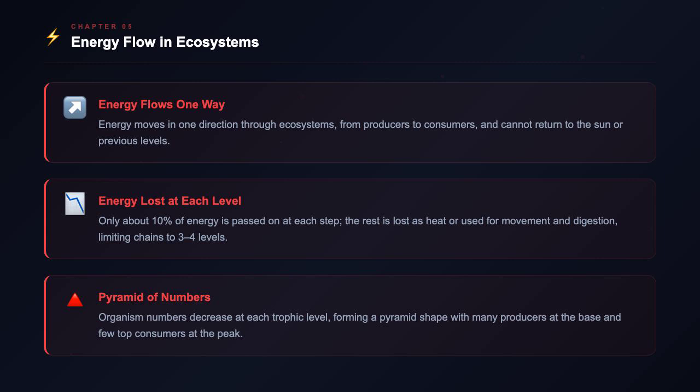This creates a limit on the number of levels in a food chain. Typically, there are only 3 to 4 levels before energy runs out. The number of organisms also decreases at each level. The most individuals are at the producer level, with fewer at each successive level. This forms a pyramid shape with a broad base of producers narrowing toward the top.